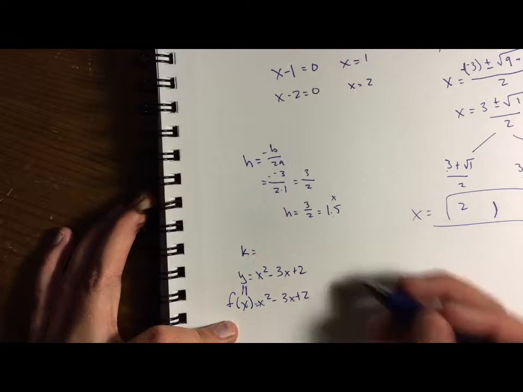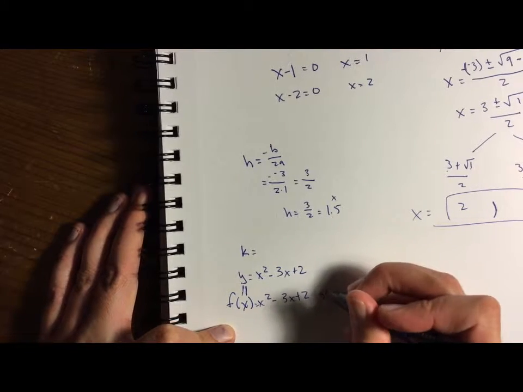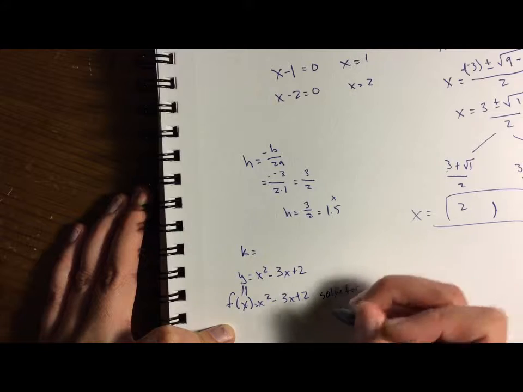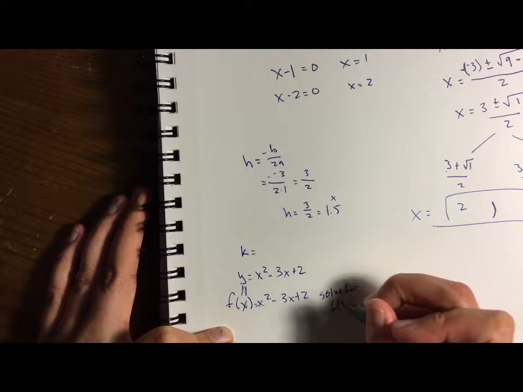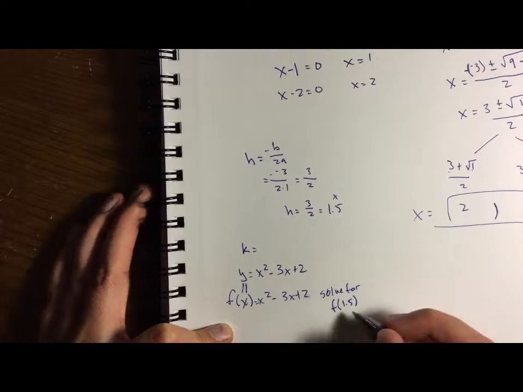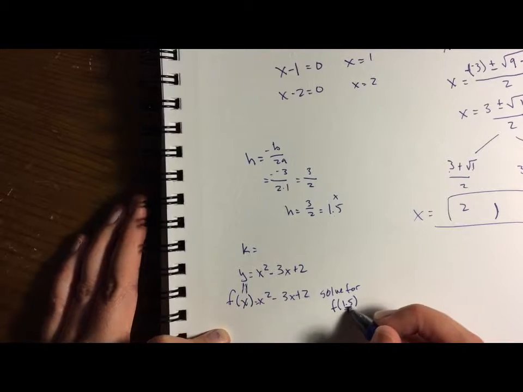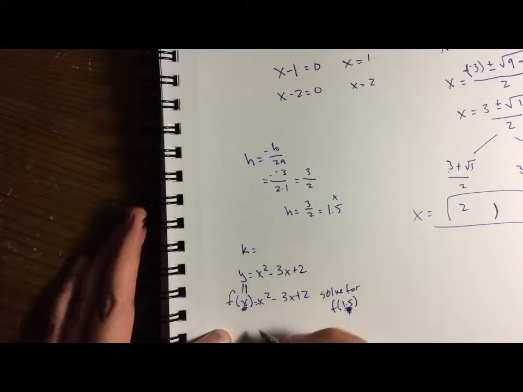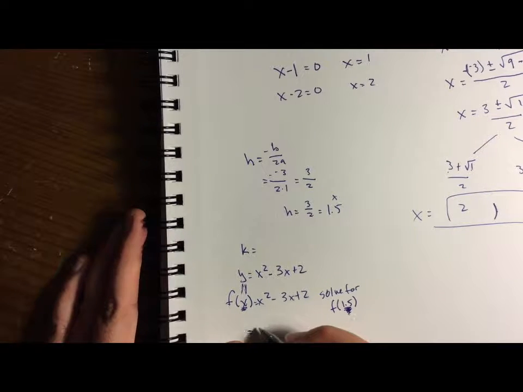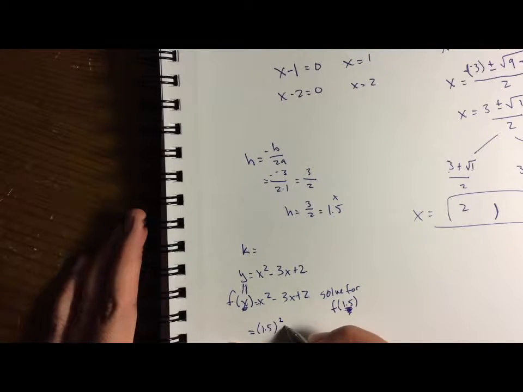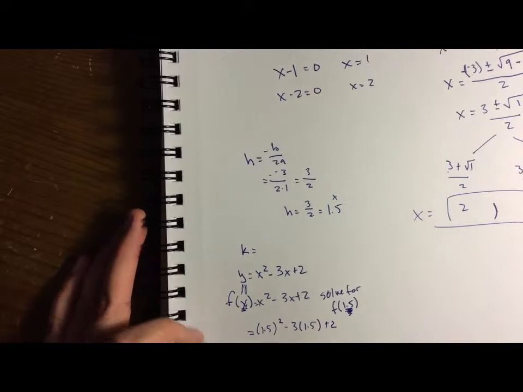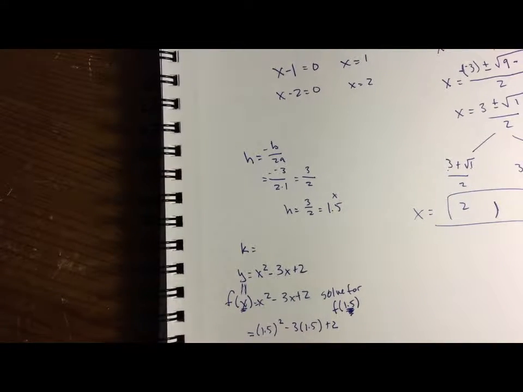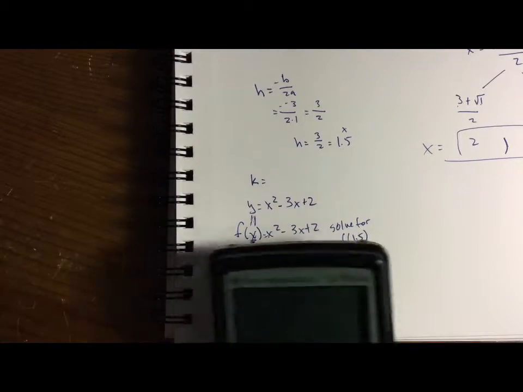And anytime it says to solve for or find f of 1.5, that just means whatever was here, you replace with whatever is here, right? So where this was originally x, we're going to replace it with 1.5. Okay? So then you have 1.5 squared minus 3 times 1.5 plus 2. And we math that up.